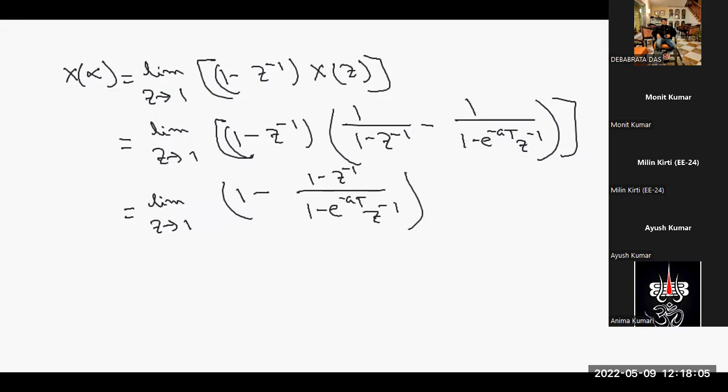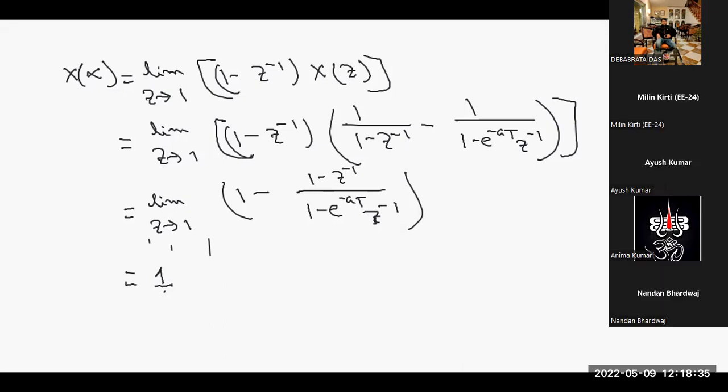Okay, this is very easy. You have to put the value of z. This is z tends to 1, so you have to put the value of z, that is 1. So again, this is basically 1. Okay, the answer is coming to know that this is 1. So it is noted that for the given X(z), the answer is coming, that is the infinite range, that is also 1.